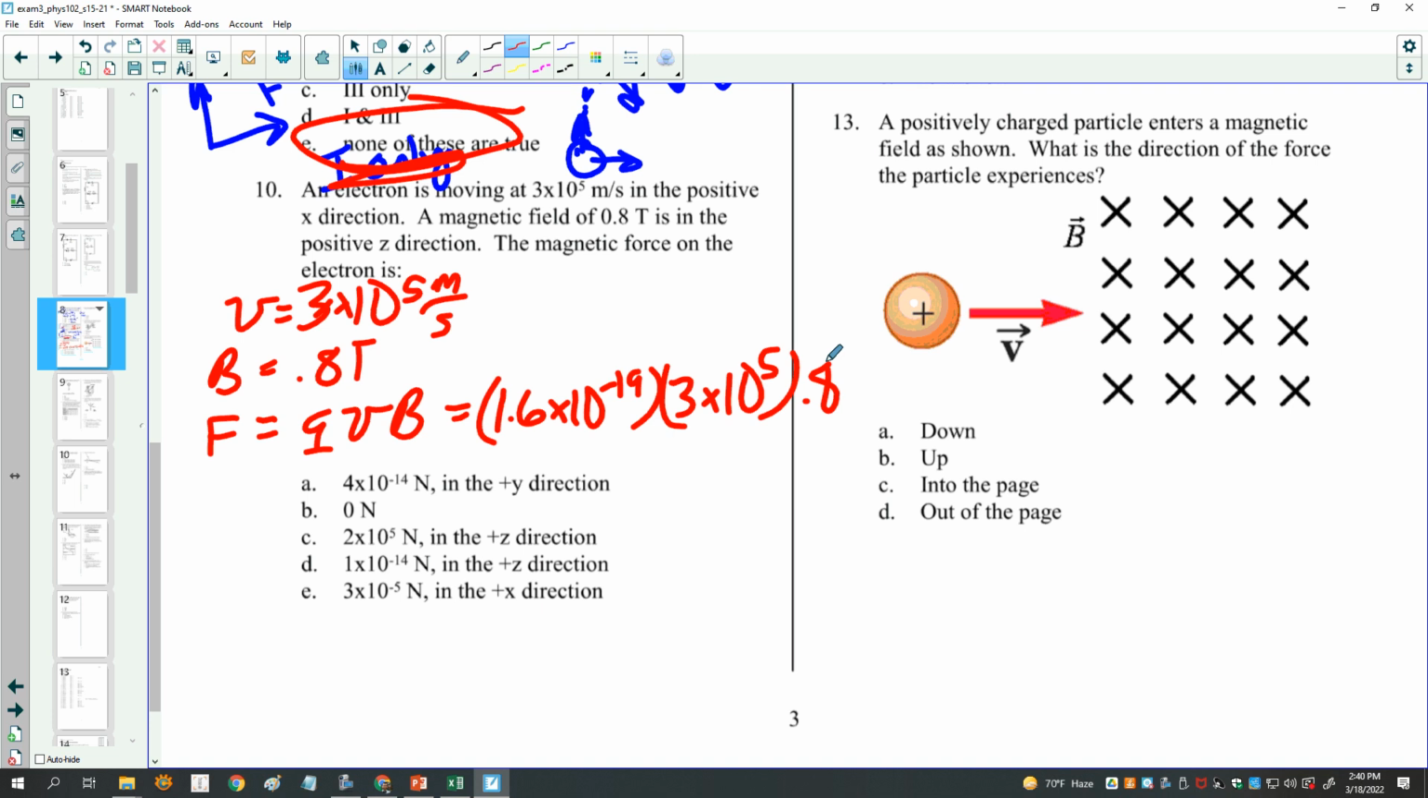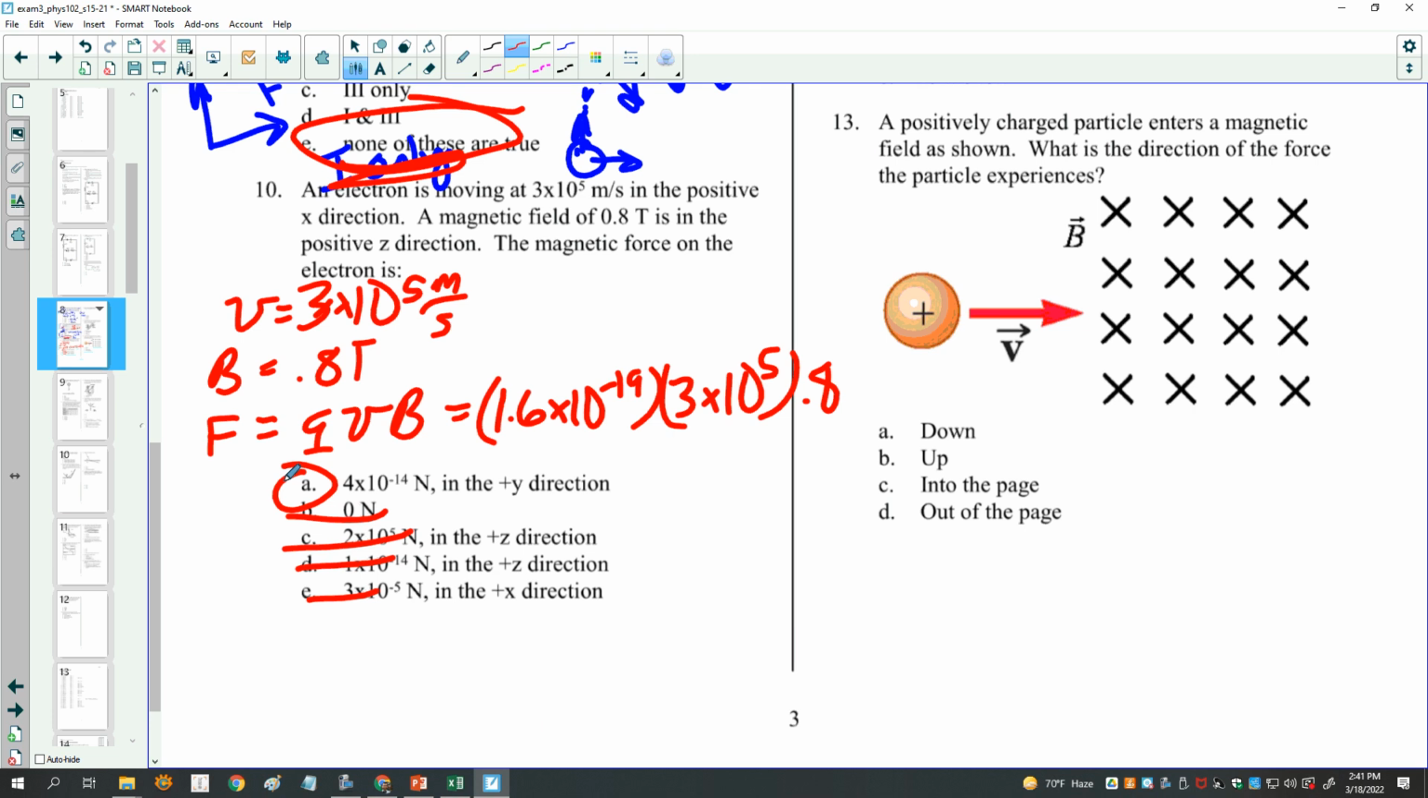And I get 3.84 times 10 to the minus 14. Oh, that would be, no, it would be A rather. All right, so A is going to be the right answer, but notice it gives the direction to that force.